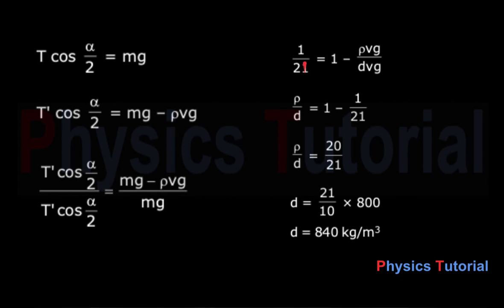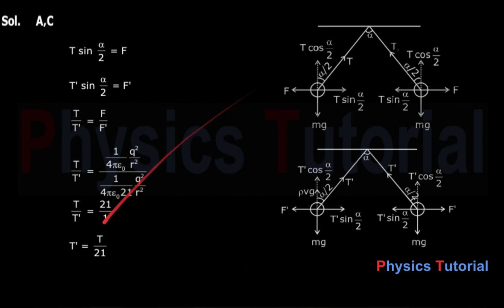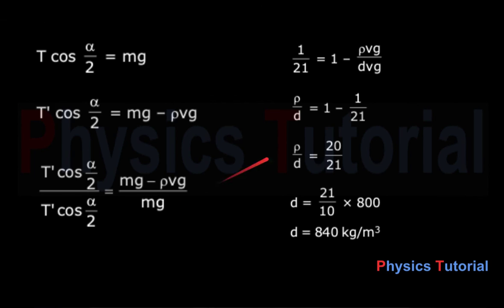So you can directly find the value of T upon T', that is, as we have evaluated over here, 1 by 21 was there, and T' upon T is 1 minus rho Vg upon dVg.